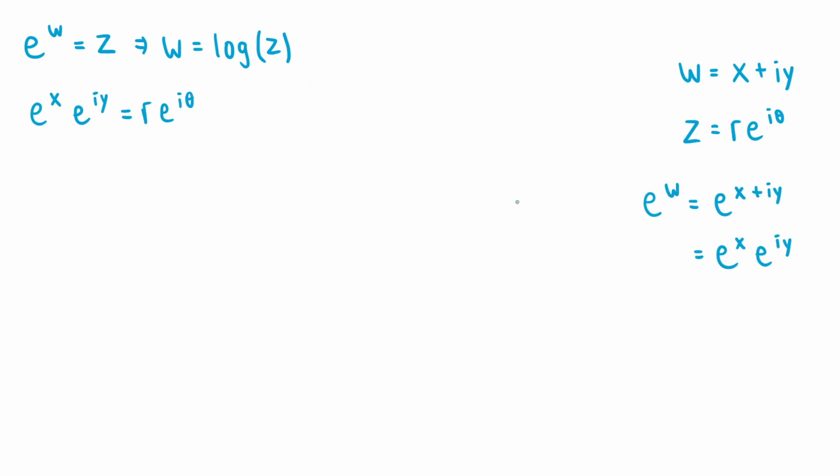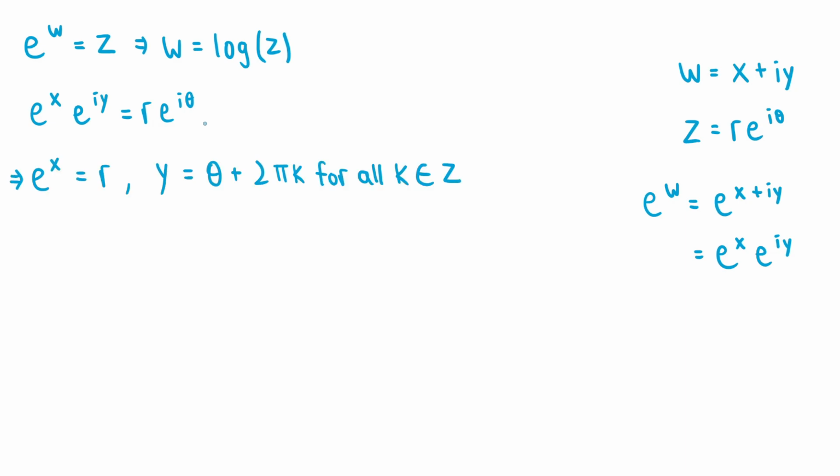e to the w is also equal to e to the x plus iy, which equals e to the x times e to the iy, according to how we define the complex exponential. So if we plug in the expressions for e to the w and z, we get the equation e to the x times e to the iy equals re to the i theta. Both expressions are complex numbers in exponential form, so for the two to be equal, the absolute values and the arguments must both be the same.